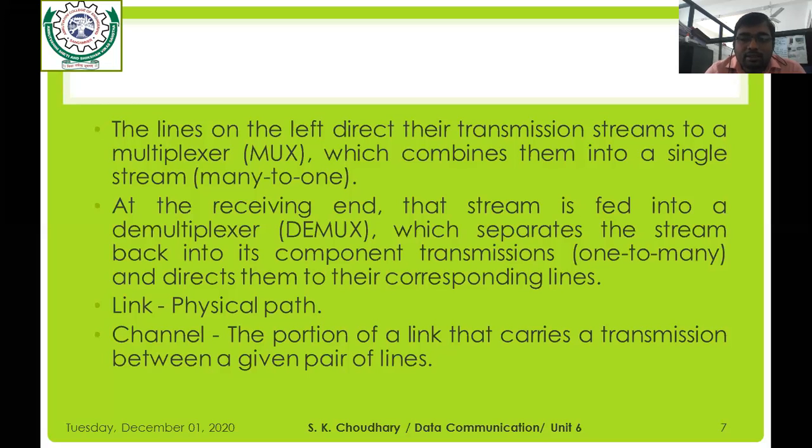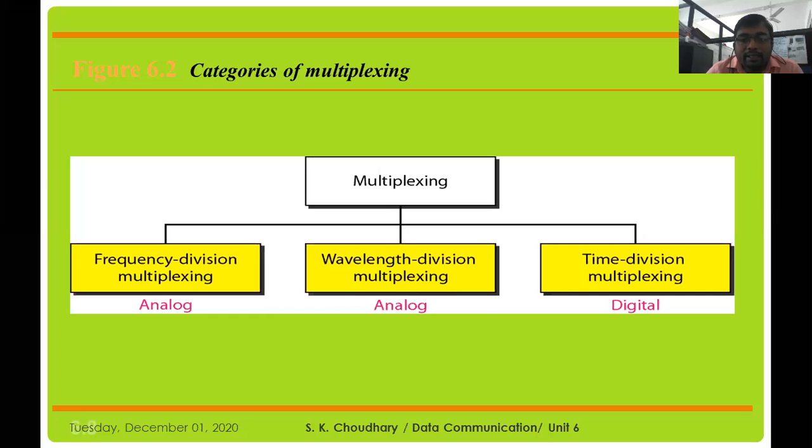On the basis of this phenomenon of multiplexing, we categorize the multiplexing techniques. As per the categorization, there are three: frequency division multiplexing, wavelength division multiplexing, and time division multiplexing. The first two are analog in nature, and the last one, time division multiplexing, is digital in nature. But as per our syllabus, we have to learn FDMA and TDMA only. So let's start with frequency division FDM, which will be further elaborated as FDMA.